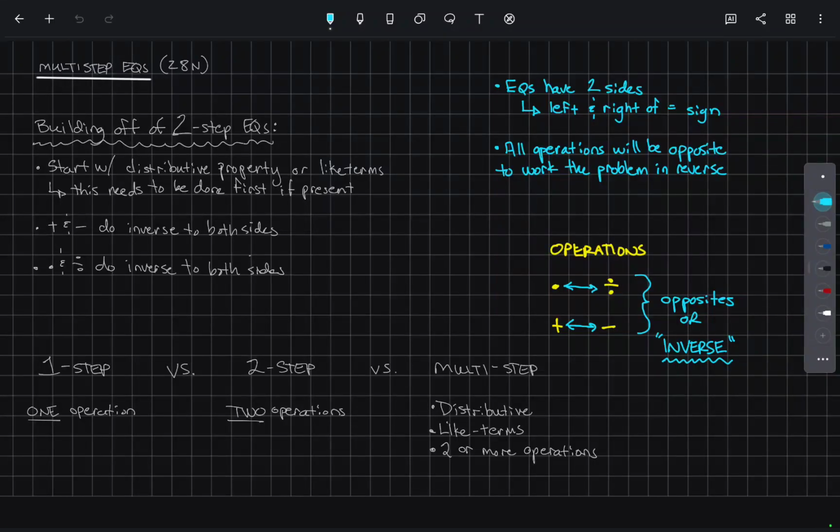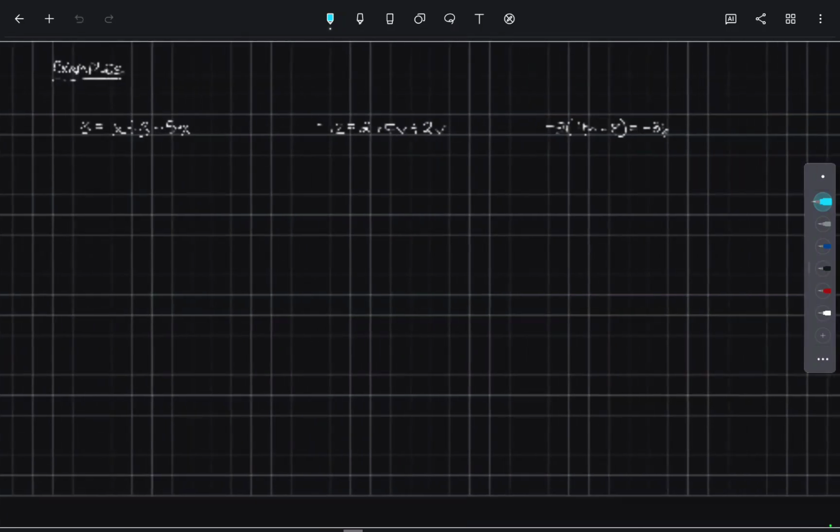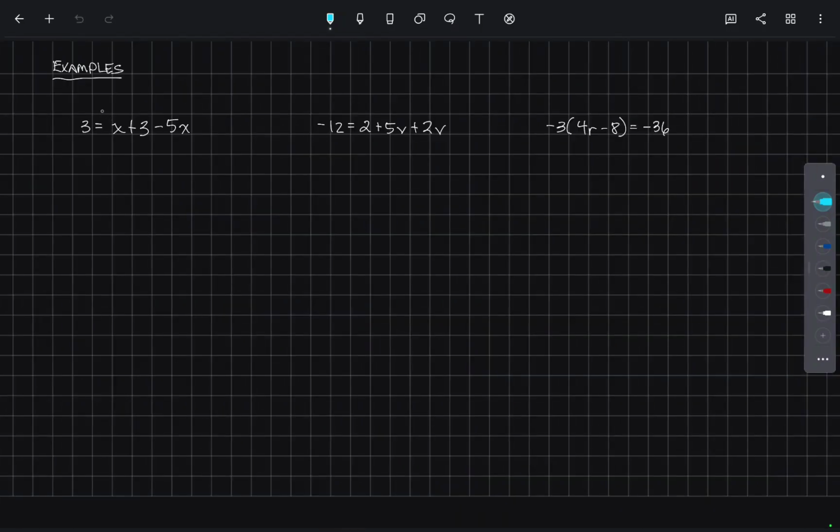Once we have used the distributive property and/or combined like terms, then we'll solve it just as we have a normal equation, probably most likely a two-step. So you can see the difference between going one step to two-step to multi-step. We're adding in the distributive and like terms, and there may be more than one or two operations. So you can see the procedures are going to be the same.